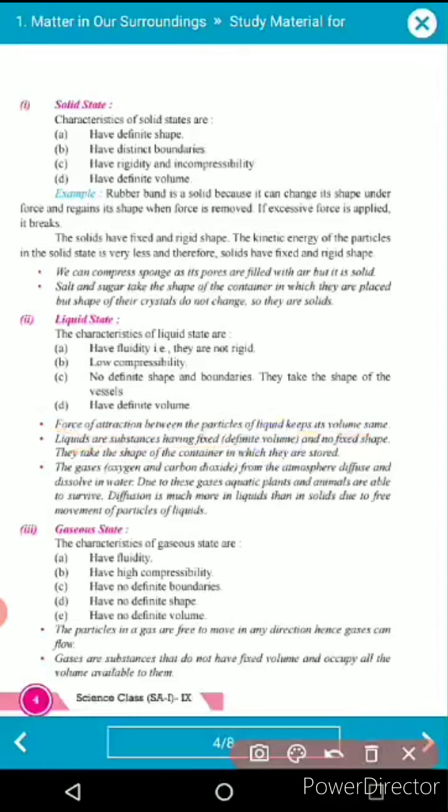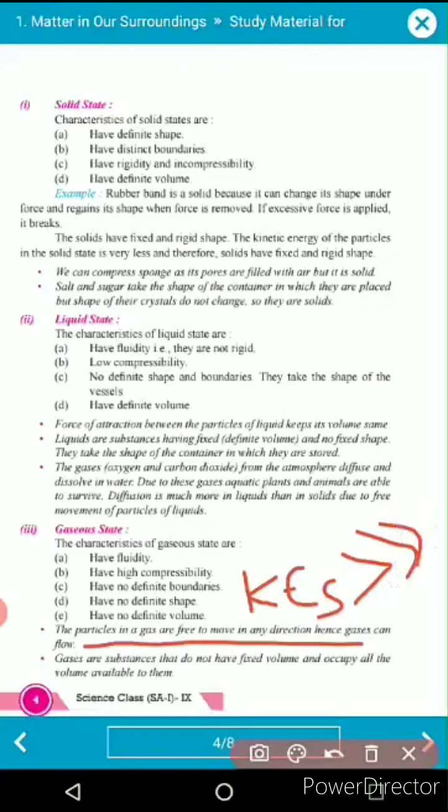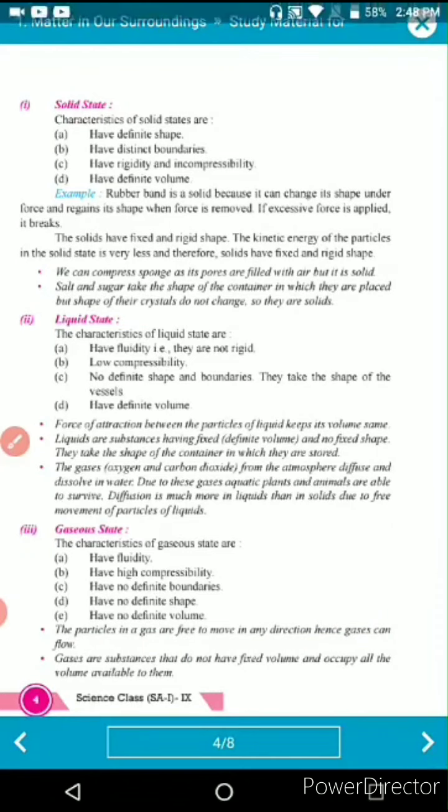You know that in a gas, the particles are very far from each other. So they have high compressibility, because we can compress a gas. They have no definite shape, they have fluidity, no boundaries, and no definite volume. Clear? The particles in a gas are free to move because their kinetic energy is very high. So in gases, the particles move very far from each other. So here ends the first portion of states of matter.